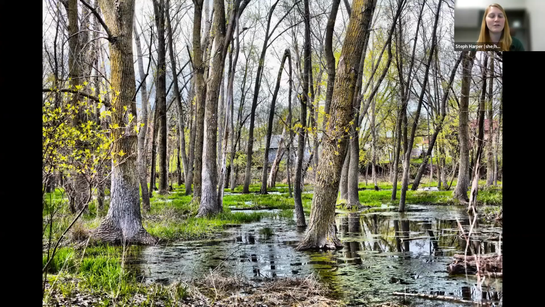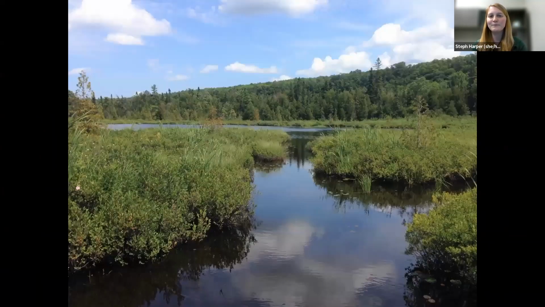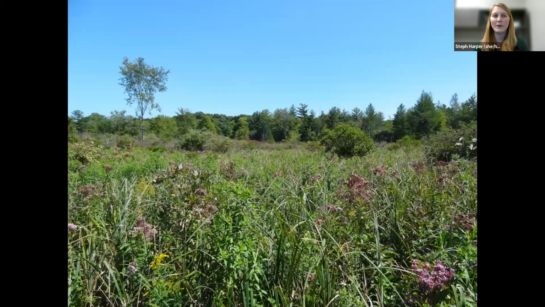We'll start with our first photo here. Again, just thinking of that first reaction that you have. Our next photo, is this a wetland? How about this photo?